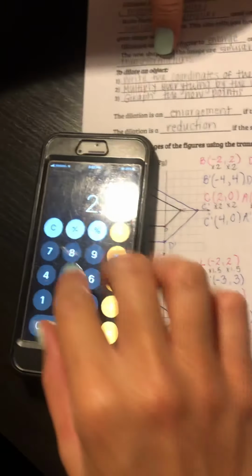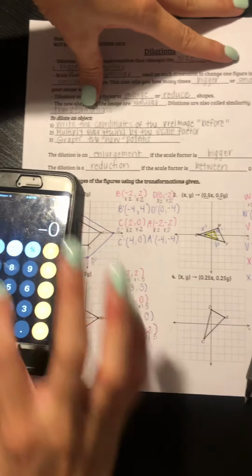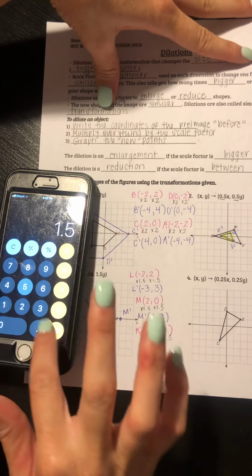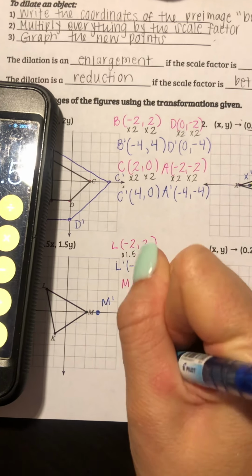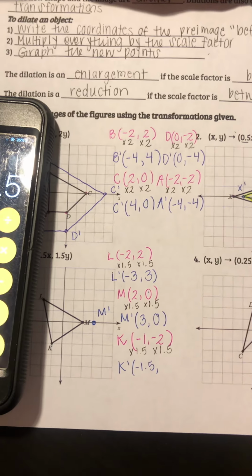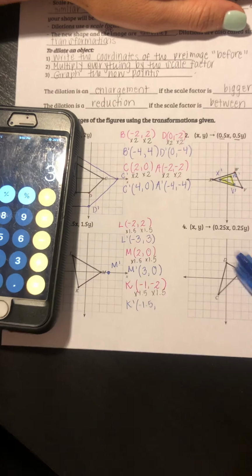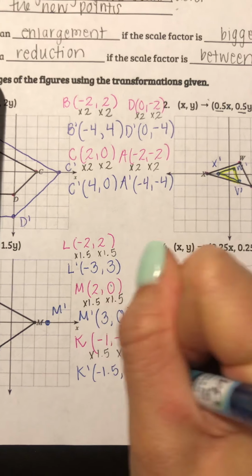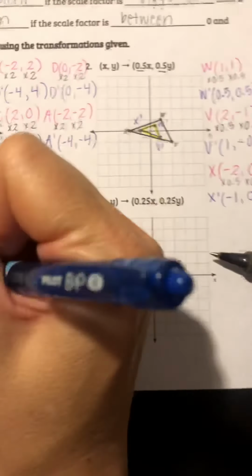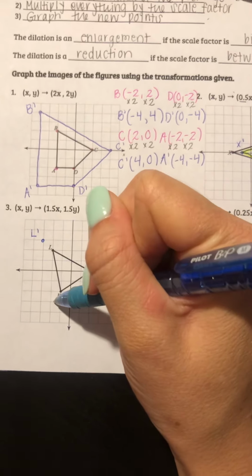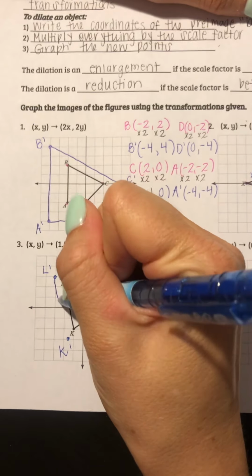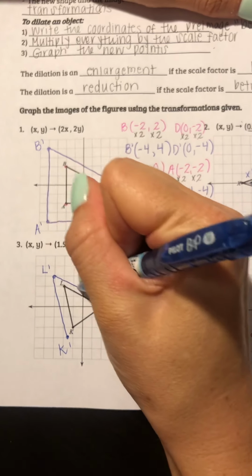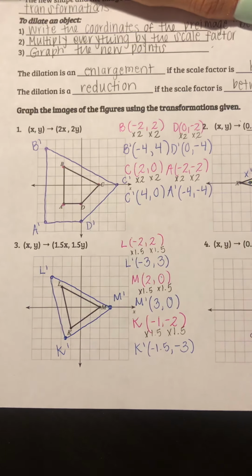Oh, duh. Wait, hold on. Ignore me. 1 times anything is the same. My bad. Alright, then -2 times 1.5, -3, yeah. Okay. Now, -1.5, 1, 2, 3, right there. So that's K prime. And then you'll connect them. And there's your shape.